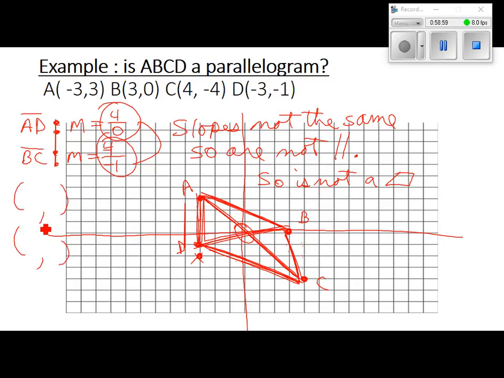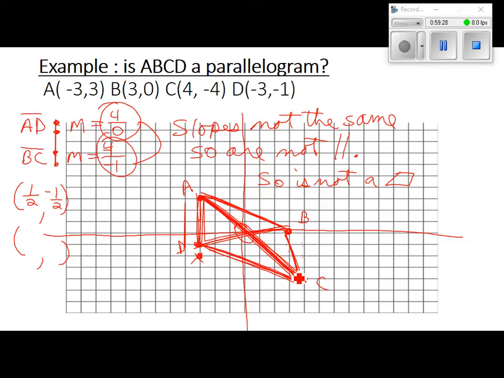See, I like doing that because the midpoint formula to me is easy. If I take A and C, I just look at it and go, all right, negative 3 plus 4 is 1. 1 divided by 2 is 1/2. 3 plus -4 is -1. -1 divided by 2 is -1/2. So that's the midpoint of that one. What should the midpoint of this one be if that's a parallelogram?